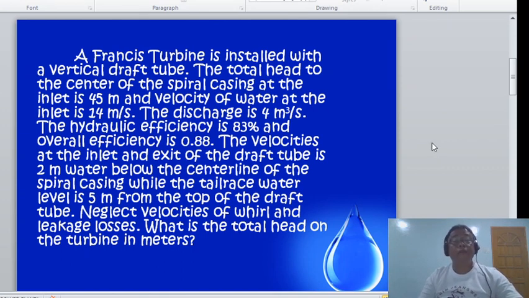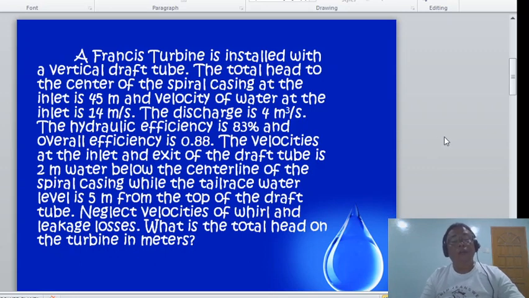A Francis turbine is installed with a vertical draft tube. The total head at the center of the spiral casing at the inlet is 45 meters, and the velocity of the water at the inlet is 14 meters per second. The discharge is 4 cubic meters per second. The hydraulic efficiency is 83%. The overall efficiency is 0.88. The velocities at the inlet and exit of the draft tube is 2 meters.